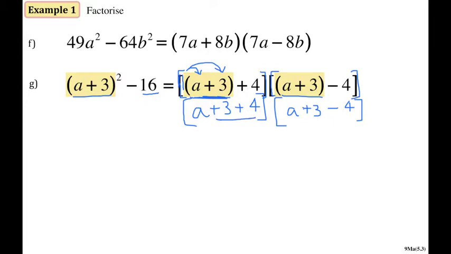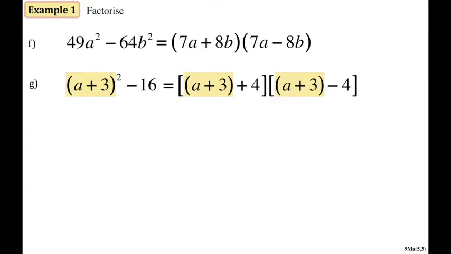Now what's 3 and 4? 7. What's 3 take 4? Minus 1. So let's see how we can write this answer. A plus 7 and a take 1, because the 3 plus 4 gives the 7, and the plus 3 take 4 gives minus 1. A much trickier question.